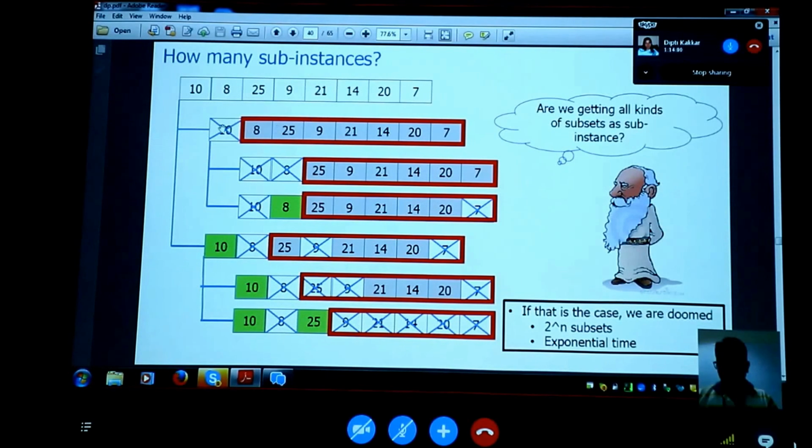This was the first branch, right? It said that I'm throwing out 10, so this was the instance you got. Then it will make two choices. It will either throw out the 8 or keep the 8. If it throws out the 8, then this will be the instance. Whereas if it picks up the 8, then this will be the instance, except that 7 gets killed.